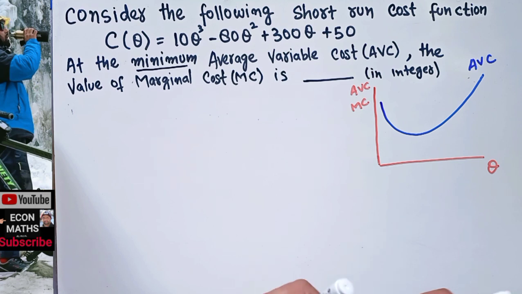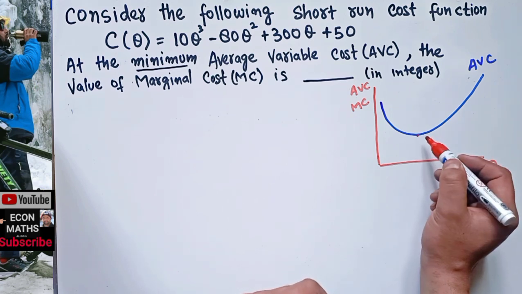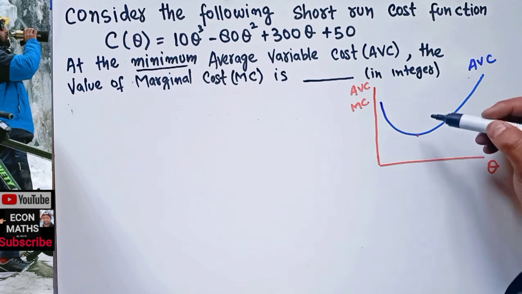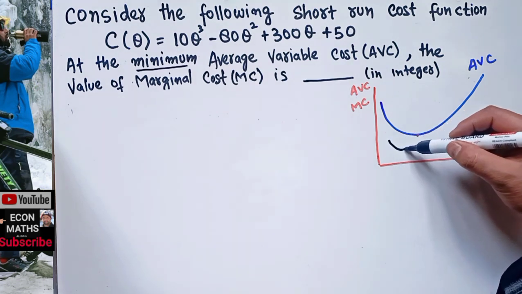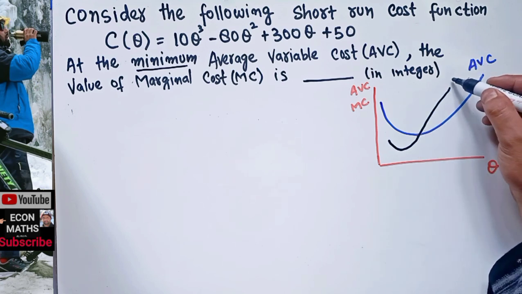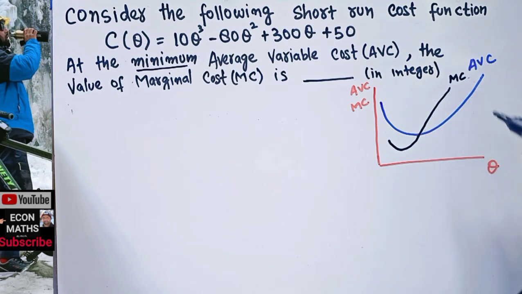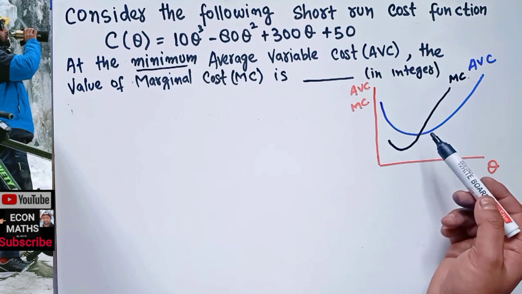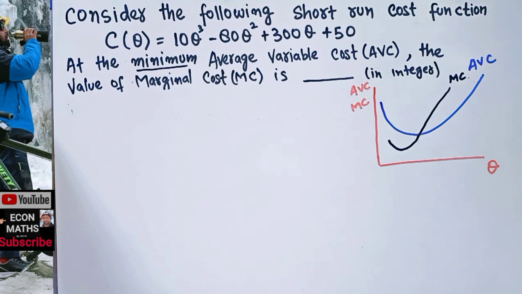Average variable cost will be minimum where the slope of the average variable cost is 0. Let us say this is the point where the slope will be equal to 0. Corresponding to this point, we need to find out the marginal cost. So let us draw the marginal cost here. That means the value of marginal cost at the minimum of average variable cost.